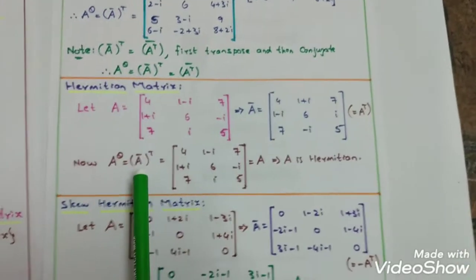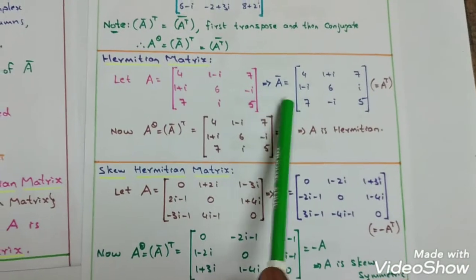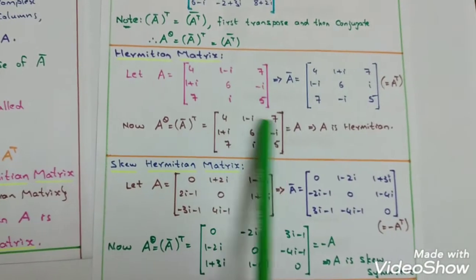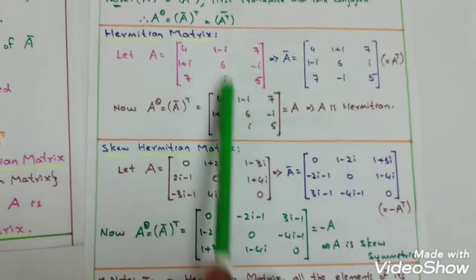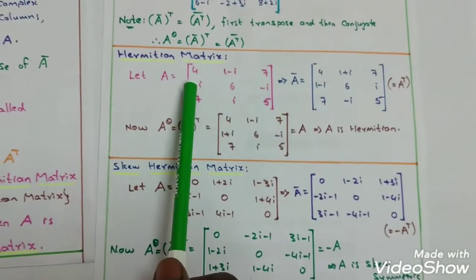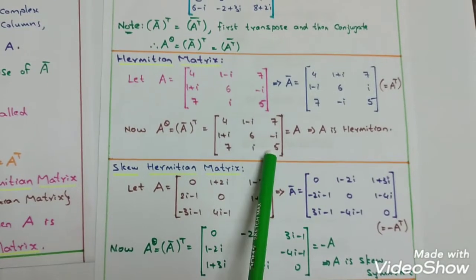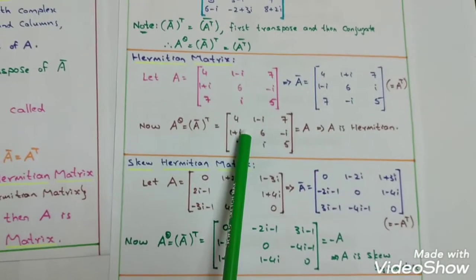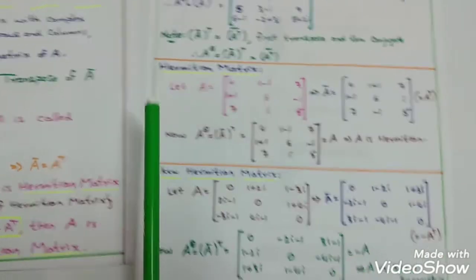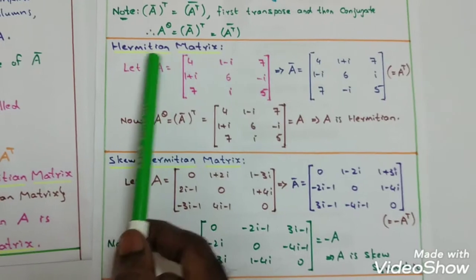Or you can check like this also: A theta means the transpose of this conjugate. So transposing, you will get the same matrix. Both matrices are same. Observe here, 4, 1 minus i, 7; 1 plus i, 6, minus i; 7, i, 5. So both are same. So this is the example for Hermitian, and the main point which you have to note is that the diagonal elements of a Hermitian matrix are real numbers, which I give you here as a note.